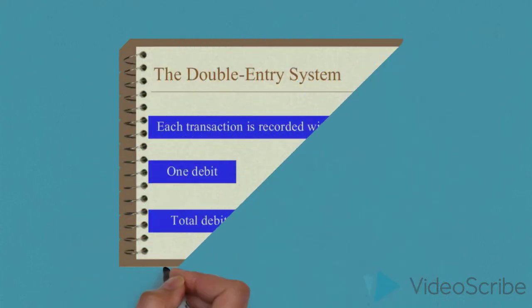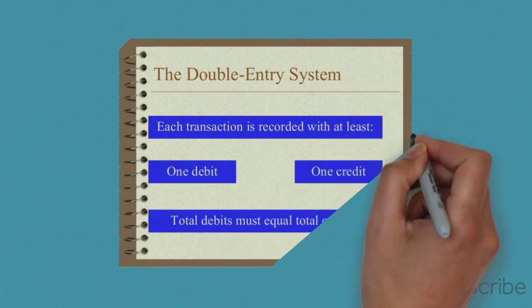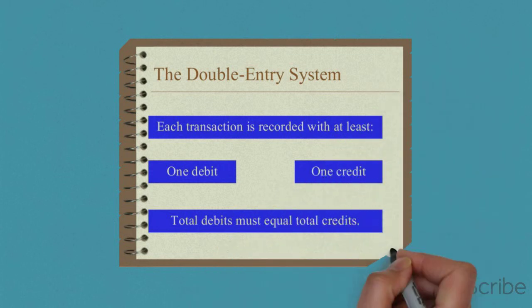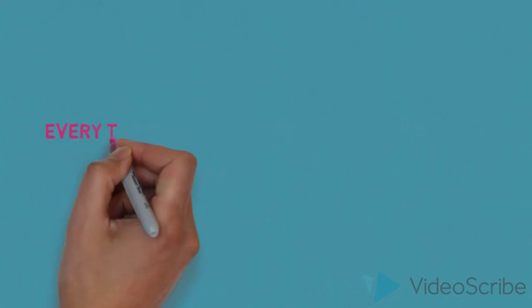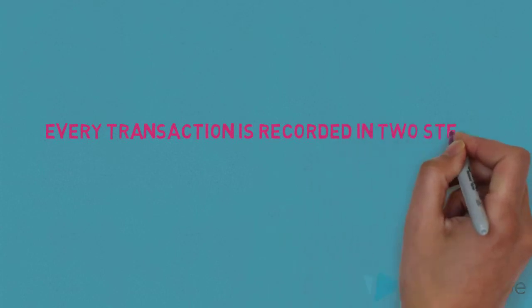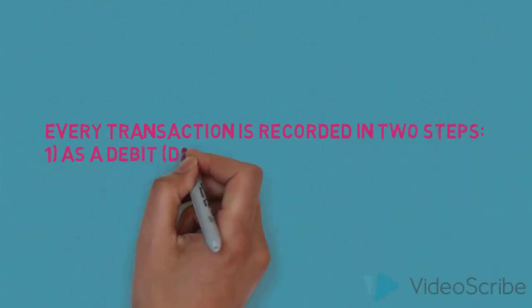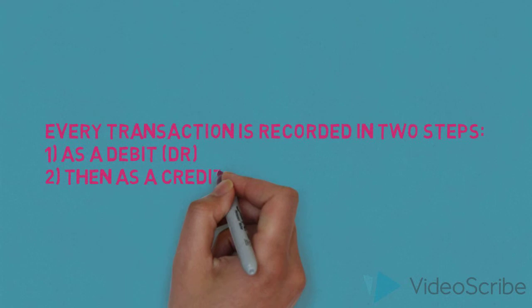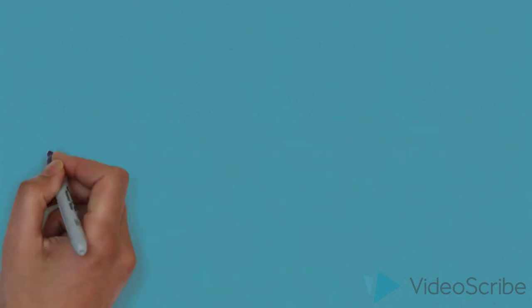Whenever a transaction occurs, changes must be made in the accounts. For every transaction, the total debit must equal the total credit. In the double entry system of accounting, each transaction is recorded in the accounts in two steps, one as a debit and two as a credit. At least two accounts must be affected for every transaction.